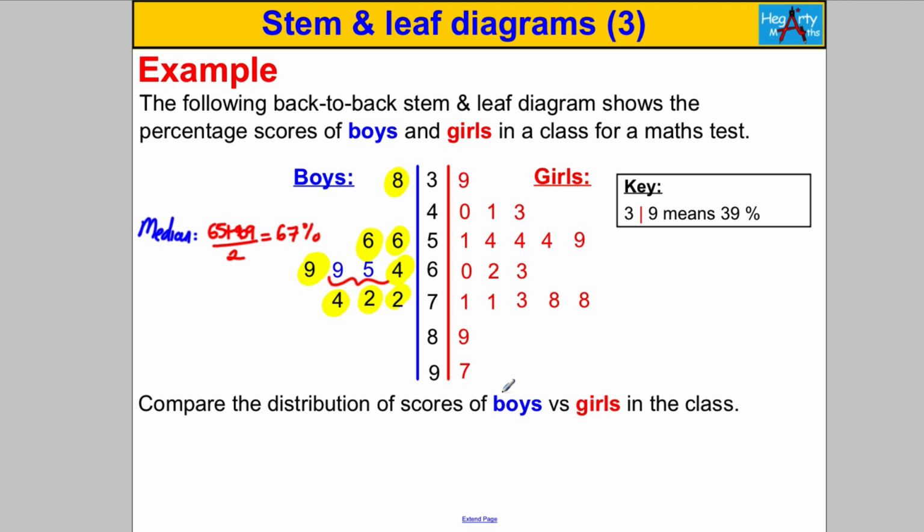So the median is 67%. The range is going to be the biggest item. So let's do that in a different color. The range is going to be the biggest score, which was 74, subtract the smallest score, which is 38. And when we do that, we get ourselves 36%. Right? Let's go over and do the same with the girls. Work out the median, and then let's work out the range.